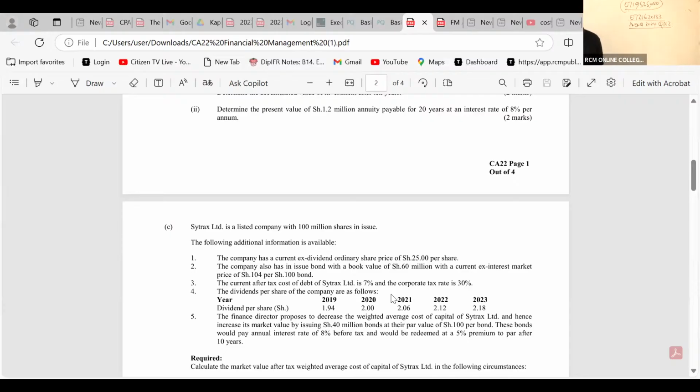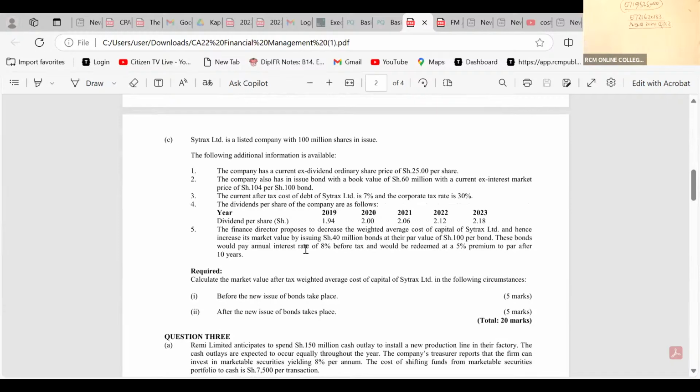The dividends per share of the company are as follows. Note 5: the finance director proposes to decrease the WACC of CIFA and hence increase its market value by issuing 40 million shillings of bonds at their par value of 100 per bond. These bonds will pay an annual interest rate of 8% before tax and will be redeemed at a 5% premium to par after 10 years.